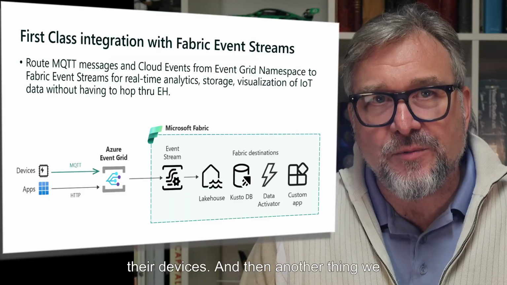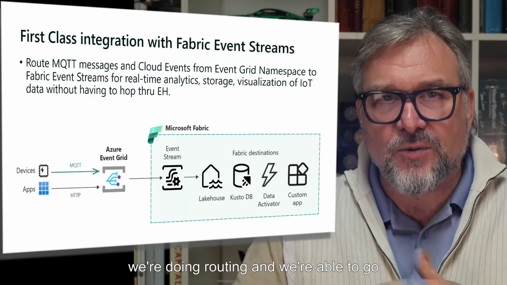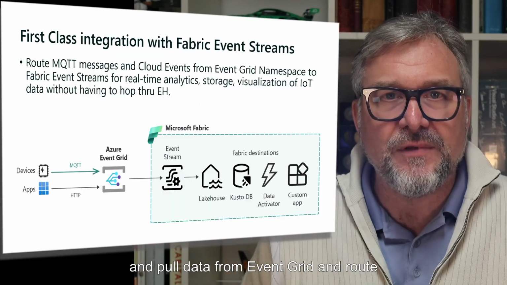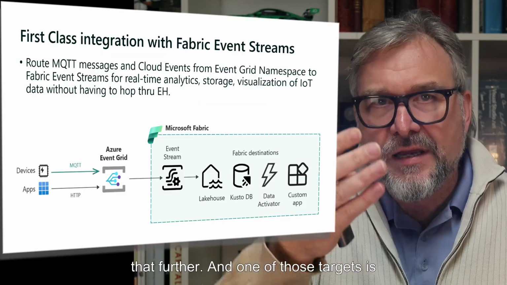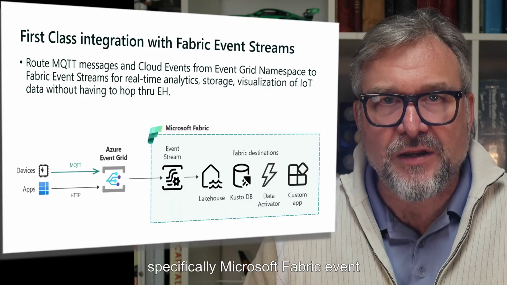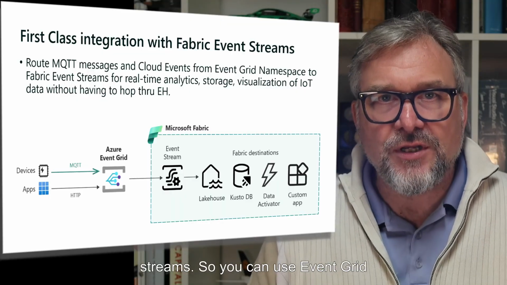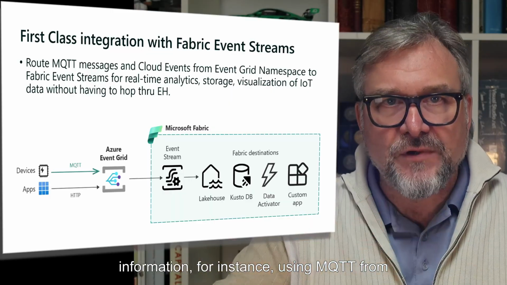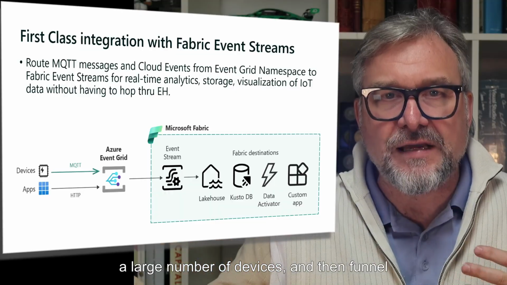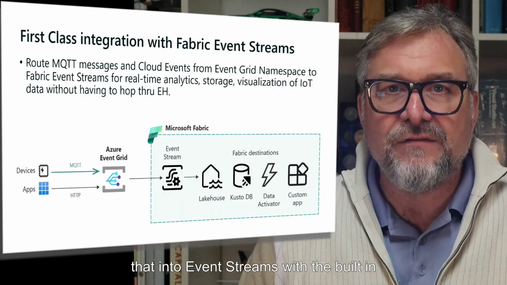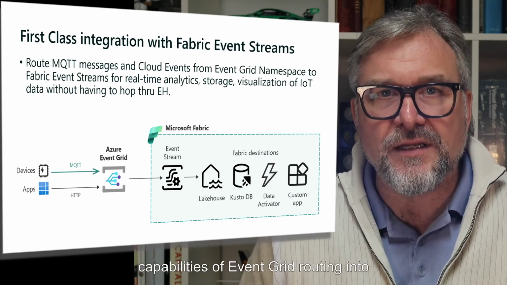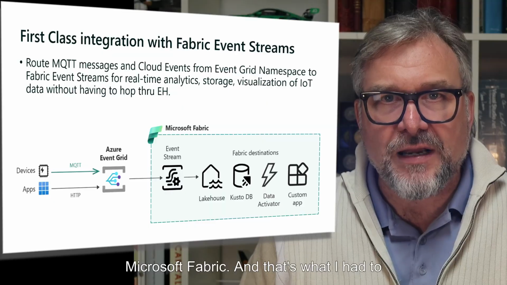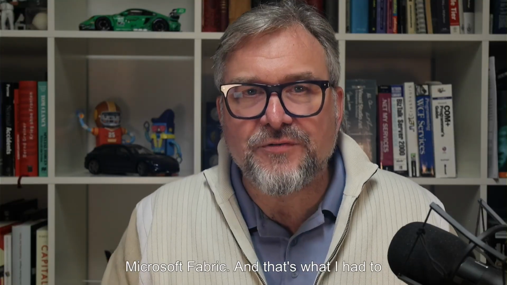And then another thing we do, as I initially said, is routing, and we're able to pull data from Event Grid and route that further. And one of those targets is specifically Microsoft Fabric event streams. So you can use Event Grid effectively as your proxy to collect information, for instance, using MQTT from a large number of devices, and then funnel that into event streams with the built-in capabilities of Event Grid routing into Microsoft Fabric.